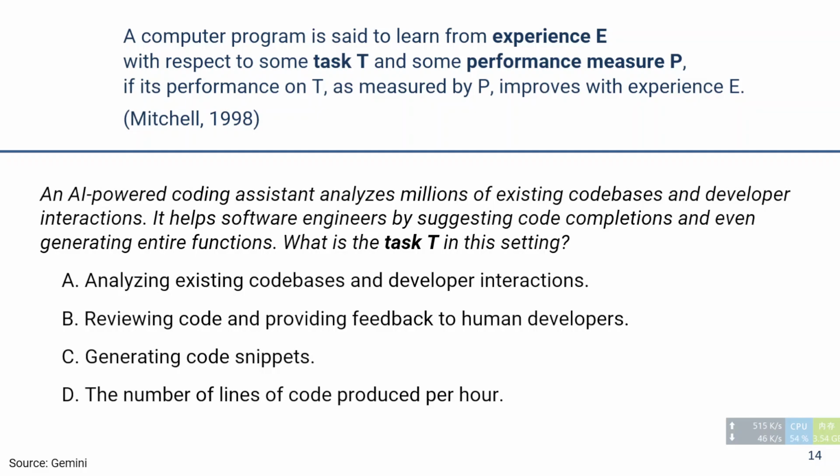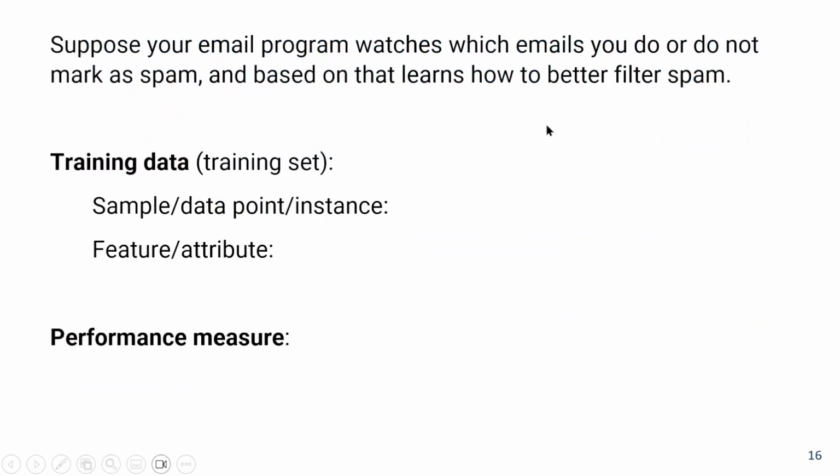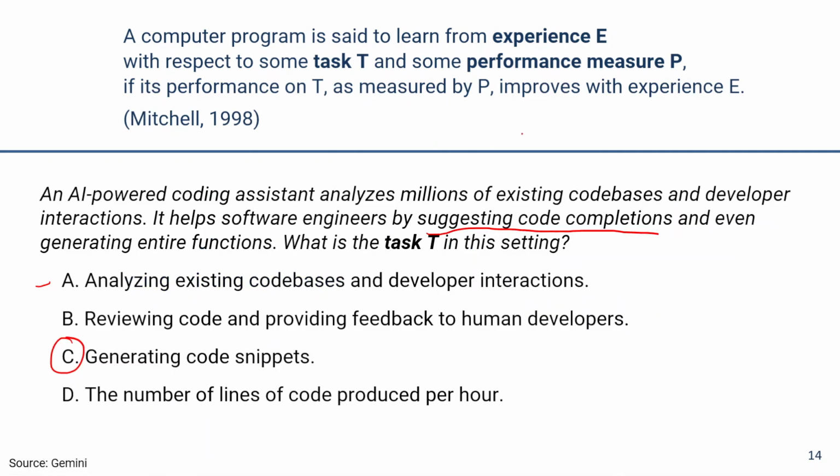Okay, so you can see here they are all actions, right? Analyzing, reviewing, generating. This one is not an action. But the task we focus on here is generating the code, so C is the correct answer. So what is E, everyone? We have three letters here, right? We have experience E, task T, and P is the performance measure. So what is E, everyone?